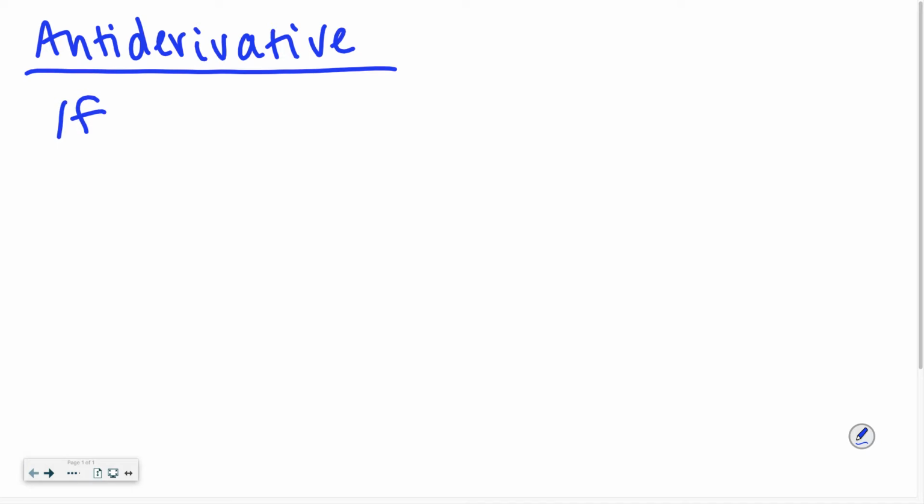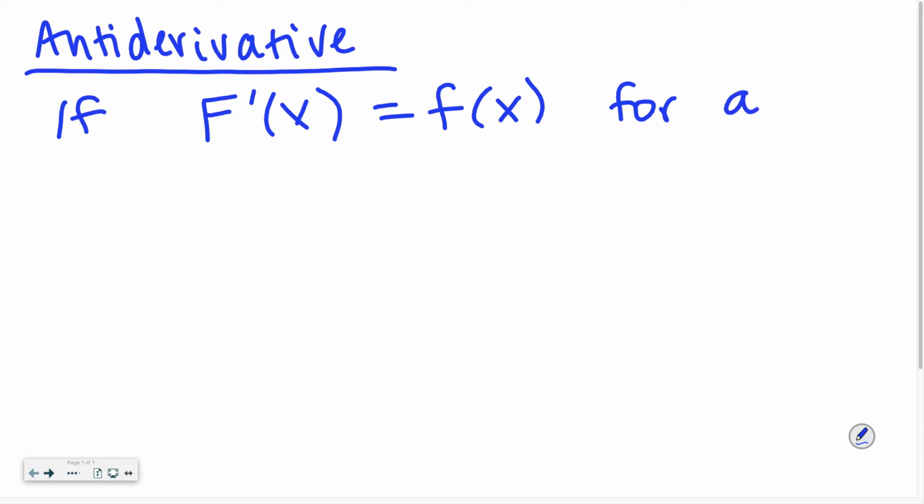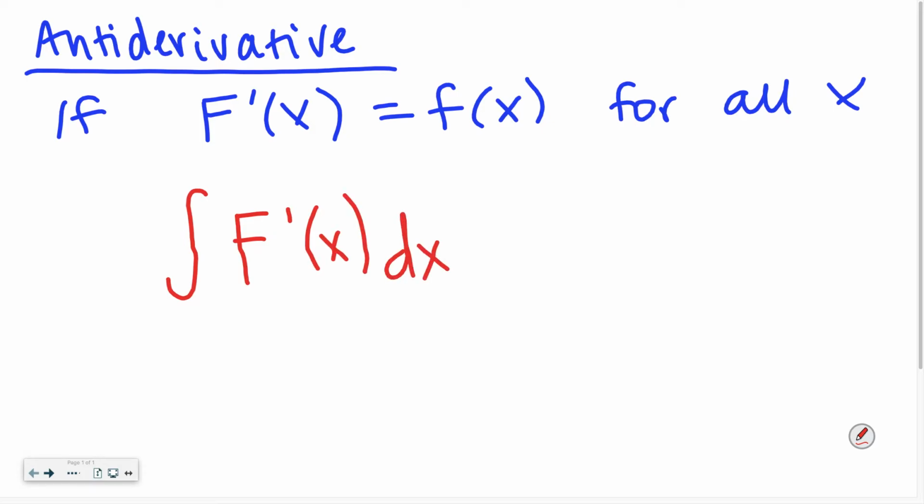Okay, so if f prime of x is f of x for all x, the antiderivative of f prime of x dx. This is what we call an integral.